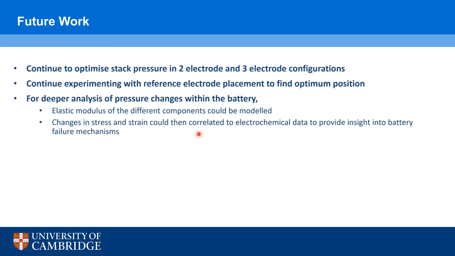In terms of future work, like I said, we want to try and optimize 2-electrode and 3-electrode configurations in terms of the reference electrode. And we'd also like to try and optimize the stack pressure. And in terms of deeper analysis of the battery, right now we're just looking at the changes in pressure, but I think it'd be really nice to try and model the elastic modulus of the different components to try and understand changes in stress and strain and correlate that back to the electrochemical data to provide deeper insights into the failure mechanisms. So yeah, that's our project.